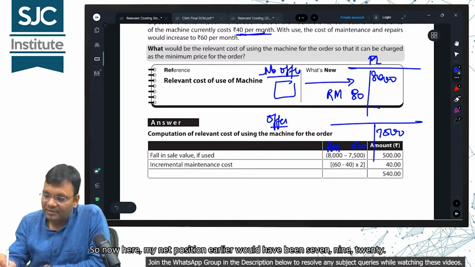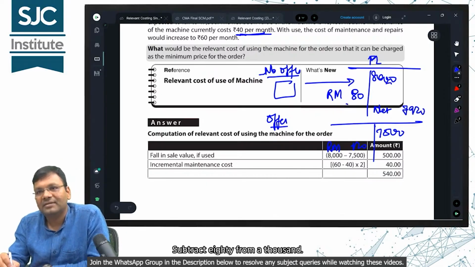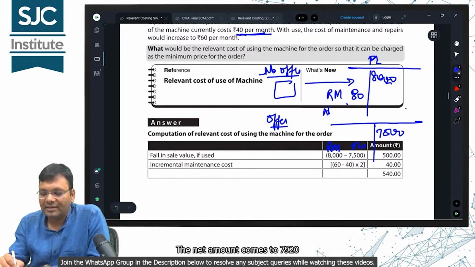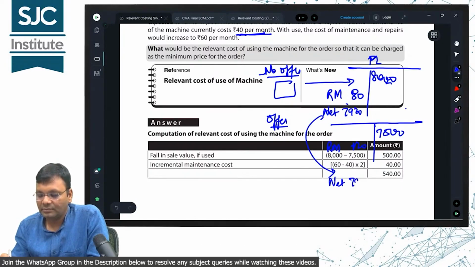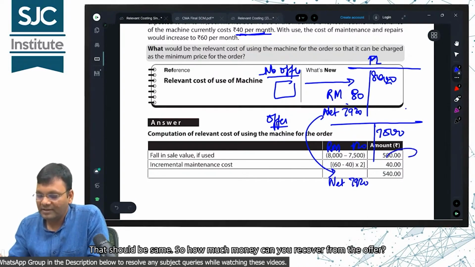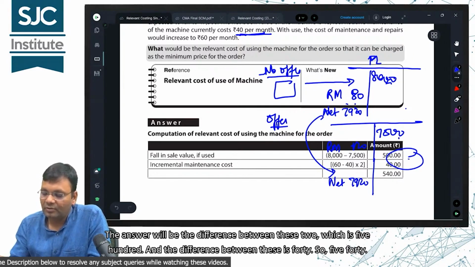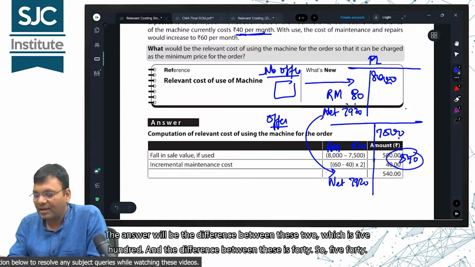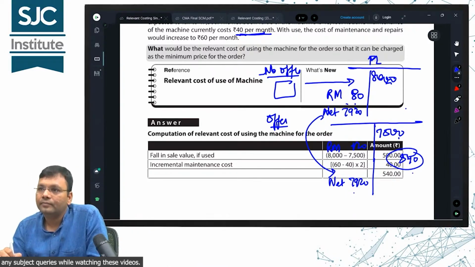Next. So now here, my net position earlier would have been 7,920. Subtract 80 from 1,000. The net amount comes to 7,920. So what should be the net profit after the offer? That should be same. So how much money can you recover from the offer? The answer will be the difference between these two, which is 500. And the difference between these is 40. So 540. Answer will be 7,920 on credit side.